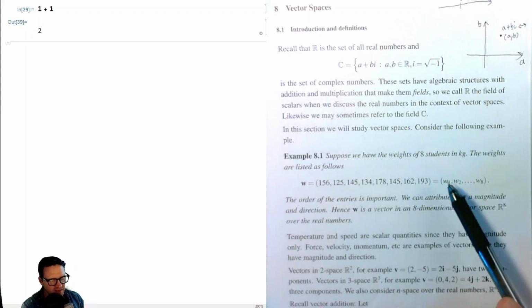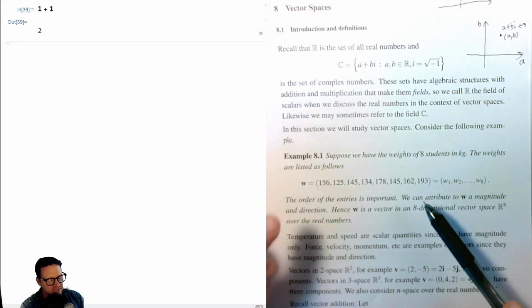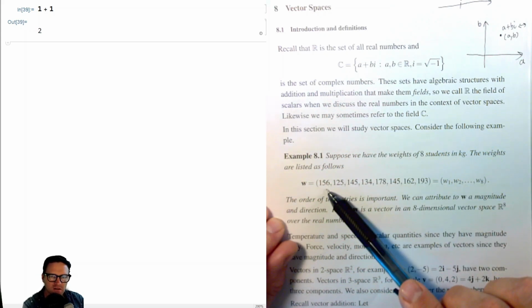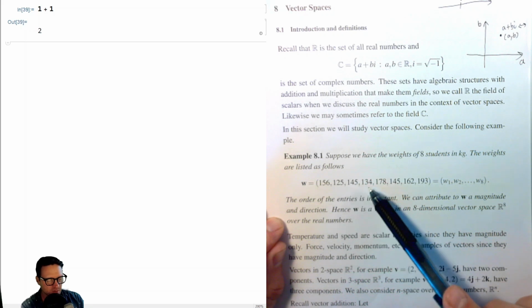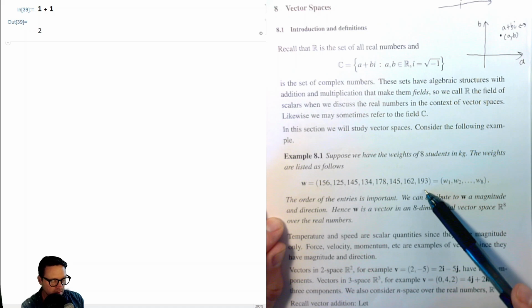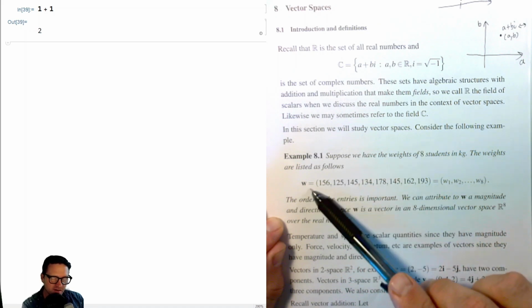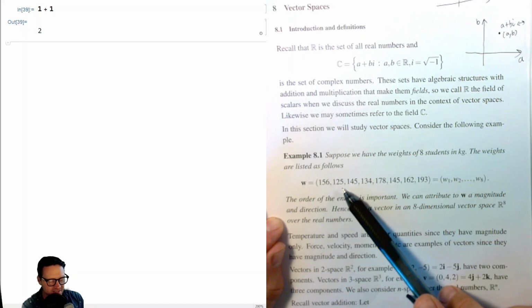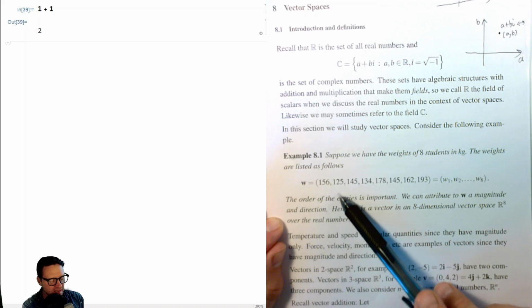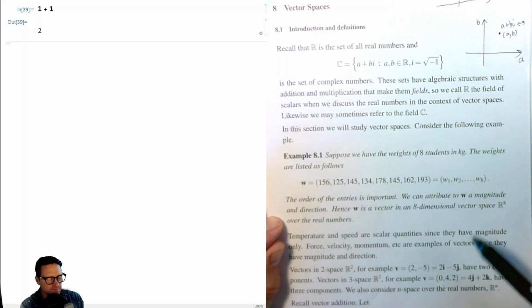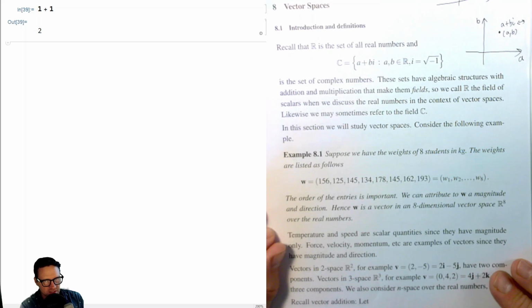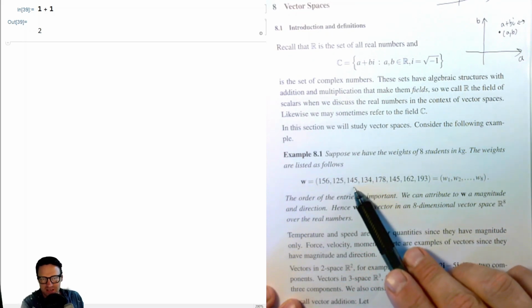Suppose we have the weights of 8 students in kilograms listed as follows. Okay, the weight of student 1, 156 kilograms. Student 2 weighs 125 kilograms, and so on and so on. All right, so these are all the weights of 8 students in kilograms. So we could form a vector out of this, and then in this case it's an 8-tuple because we have 8 coordinates in our representation of this vector W. So W1, W2 up to W8. So the order of the entries is important, right? Because remember, in the third entry, we have 145. That refers to the weight of the third student.